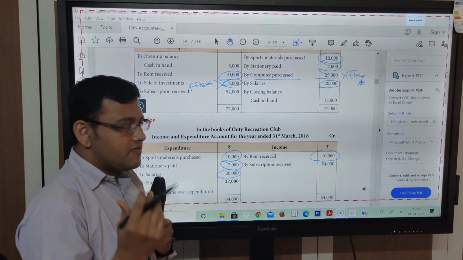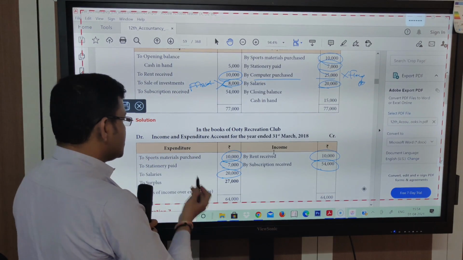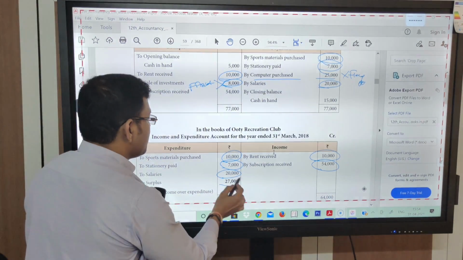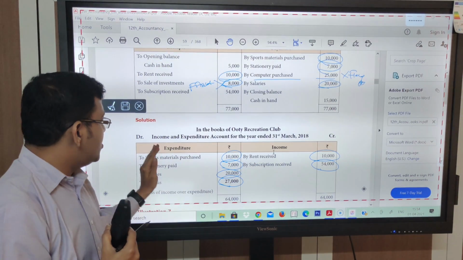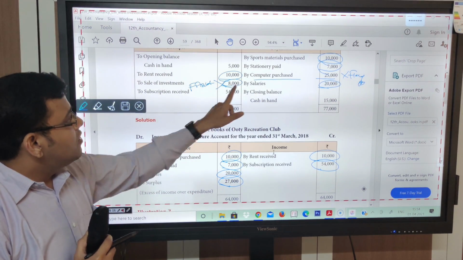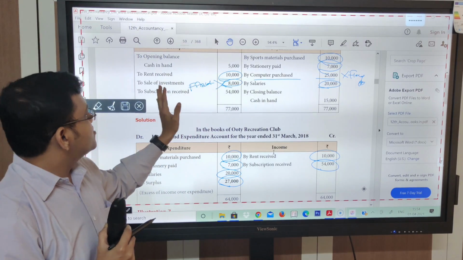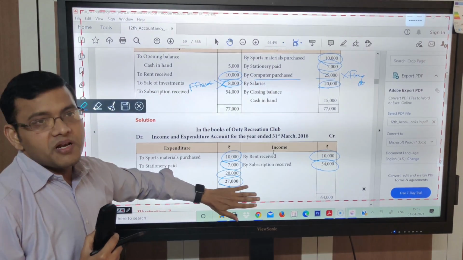Subscription received is a revenue receipt, so we are going to take that. So based on this, income and expenditure is going to be prepared, and you get a surplus of 27,000 over here. So your income is more than your expense, so you are getting a surplus. So please remember, all these asset items or your capital items will not be part of your income and expenditure.